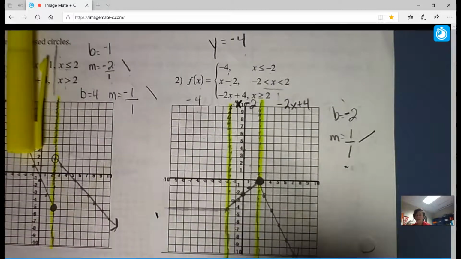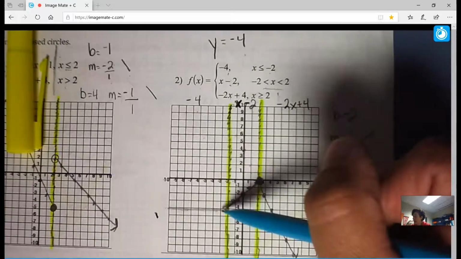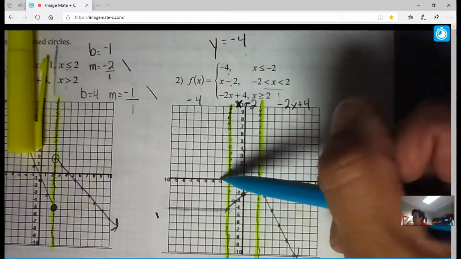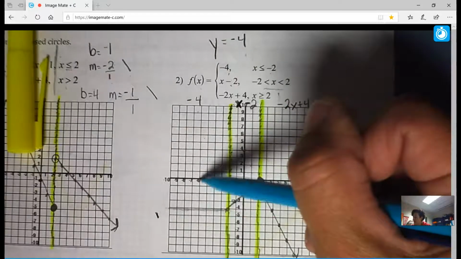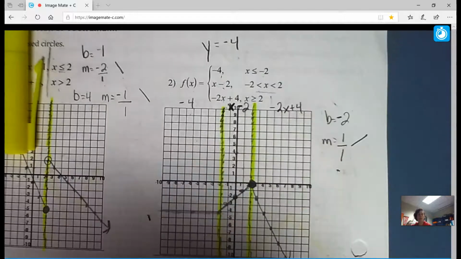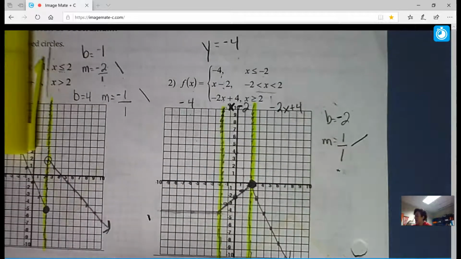And the reason why this is called y is negative 4 is because every y value on this line is negative 4. So this is negative 3, negative 4. This is negative 6, negative 4. And this point is negative 8, negative 4. So all those y values are consistently negative 4.